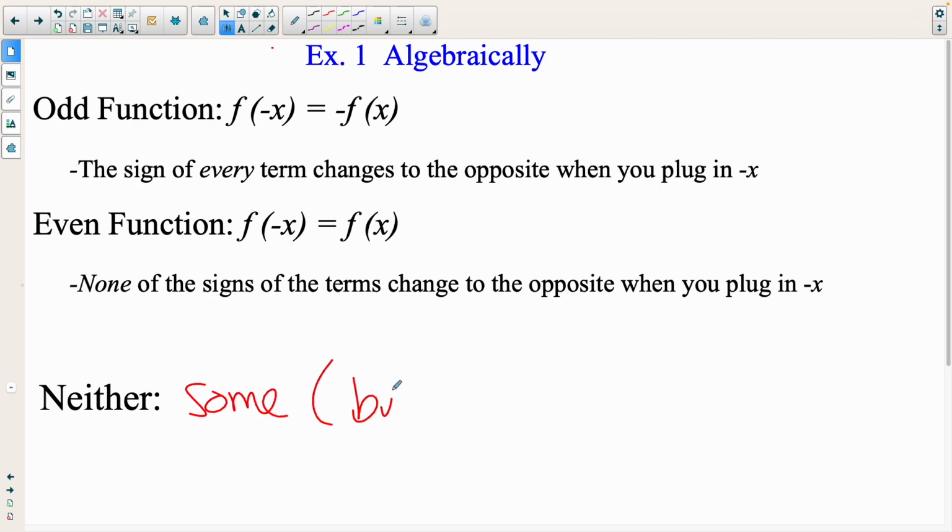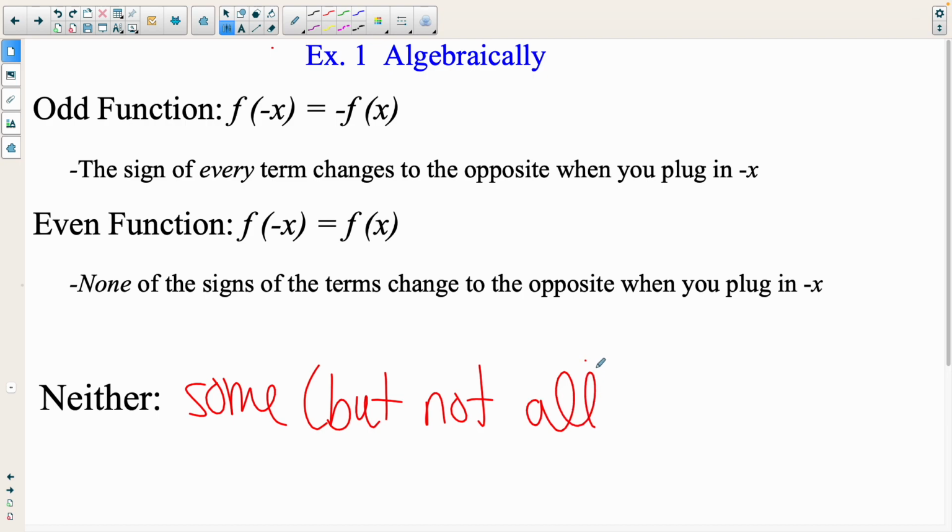Some, but, oh, I almost wrote but with two T's. That would have been a little embarrassing. Sorry. Some, but not all. I'm recording this, oh God, I'm going to have to edit this out. Some, but not all signs change. Oh God.